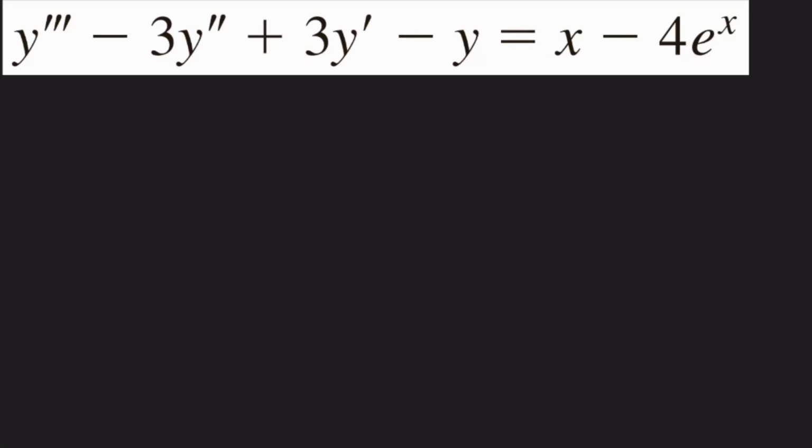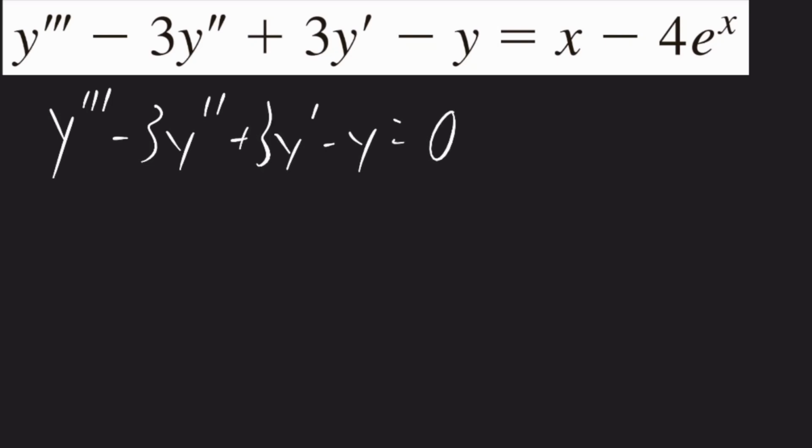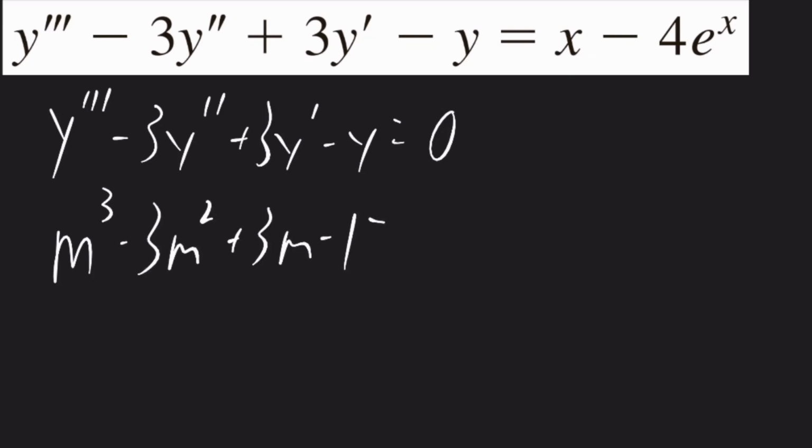For this problem, I'll start by treating it as a homogeneous differential equation. It'll be y triple prime minus 3 times y double prime plus 3 times y prime minus y is equal to 0. So the auxiliary equation will be m cubed minus 3 times m squared plus 3 times m minus 1 is equal to 0. I'll try testing possible values for m.